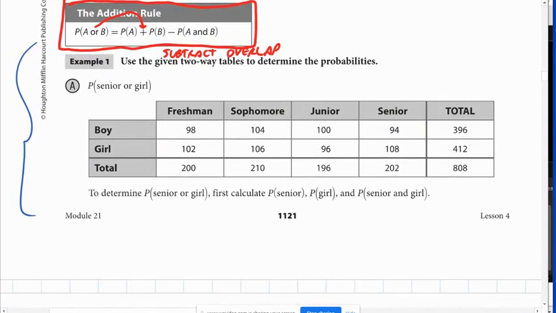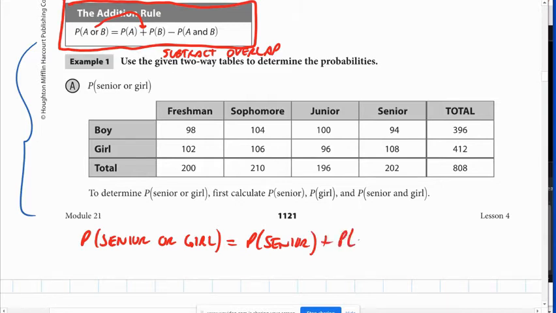Okay, so here's an example of a chart that shows the composition of boys and girls in freshman, sophomore, junior, and senior at a school. If we want the probability of senior or girl, according to this formula, the probability of senior or girl is the probability of senior plus the probability of girl minus the overlap, which is the probability of a senior girl.